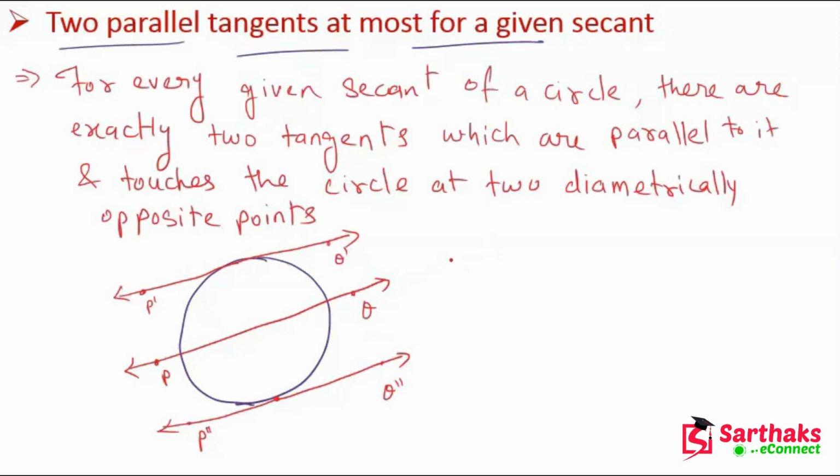So for every given secant of a circle, there are exactly two tangents which are parallel to it and touch the circle at two diametrically opposite points. Diametrically means this is our diameter, which is passing through the center. I hope you understand these things.